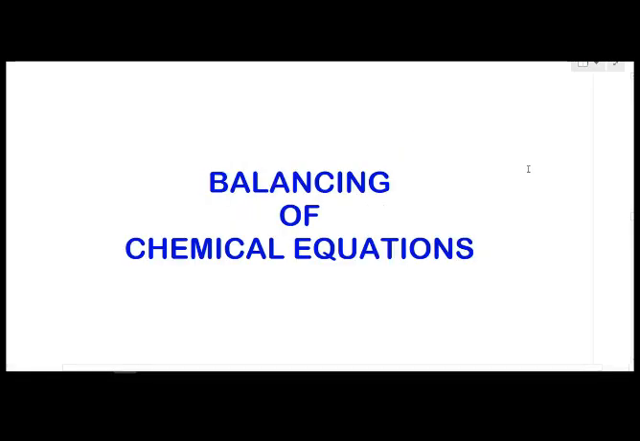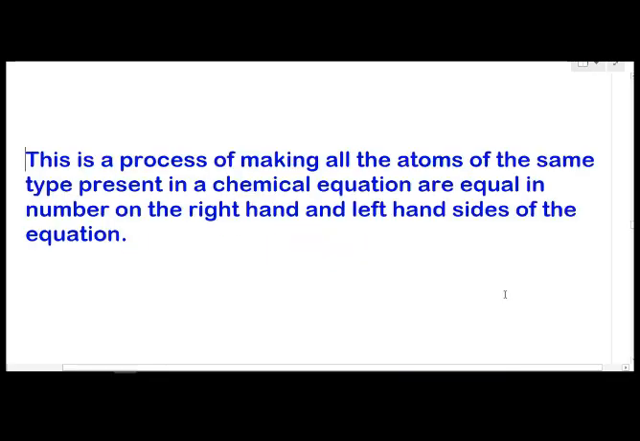In this lesson, we're going to learn balancing of chemical equations. Balancing chemical equations is a process of making all the atoms of the same type present in the chemical equation equal in number on the right-hand side, that is the product side, and the left-hand side, that is the reactant side of a given chemical equation.